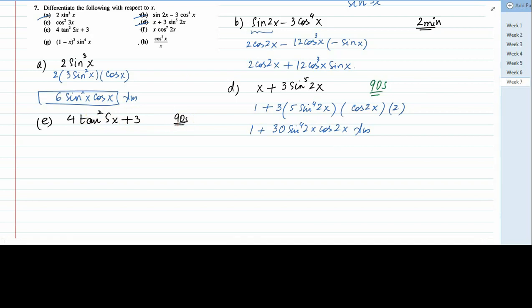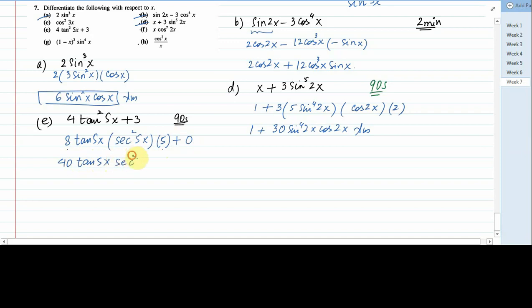So begin. First you need to differentiate tan² 5x. So 2 fours are 8, 8 tan 5x. The derivative of tan 5x will be sec² 5x, and now the derivative of the angle will be 5, plus the derivative of 3, that is a constant, is 0. So now the answer will be 5 into 8 is 40, tan 5x into sec² 5x. That is your final answer.